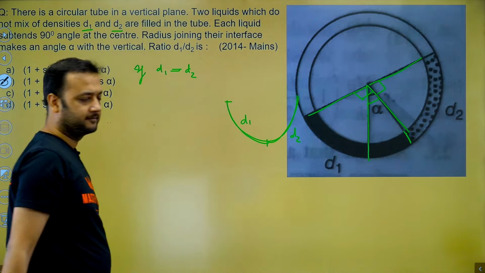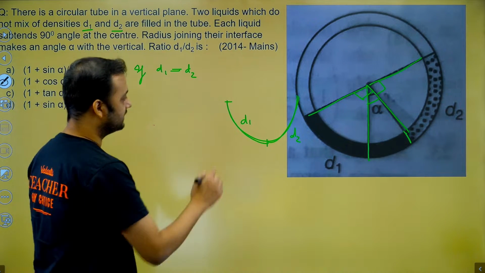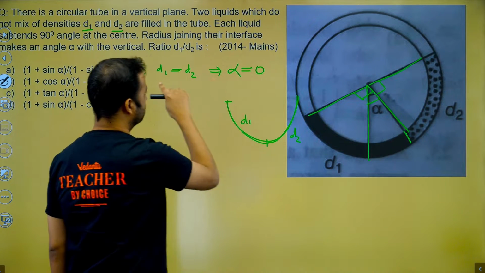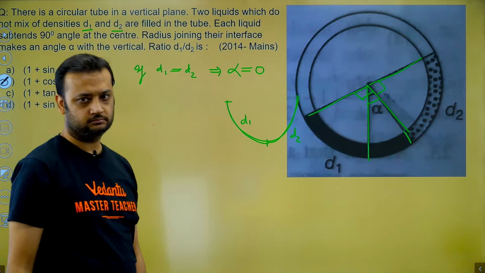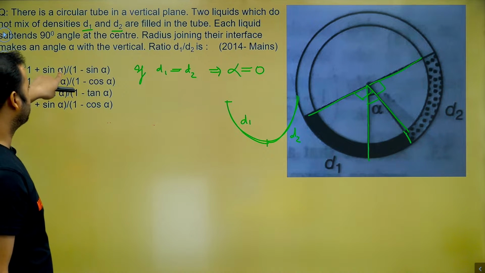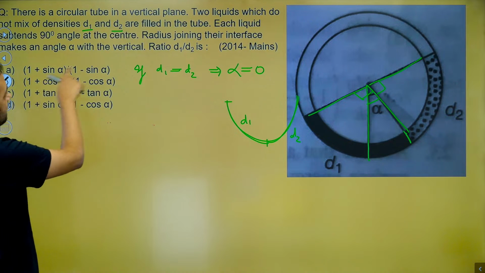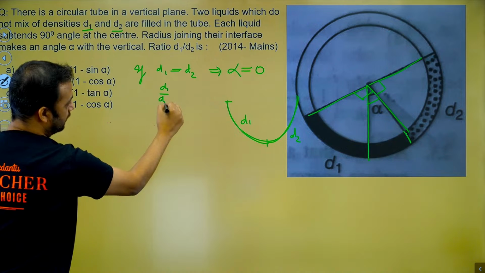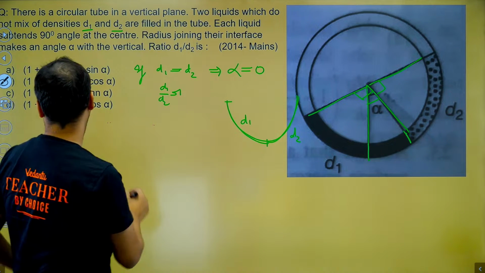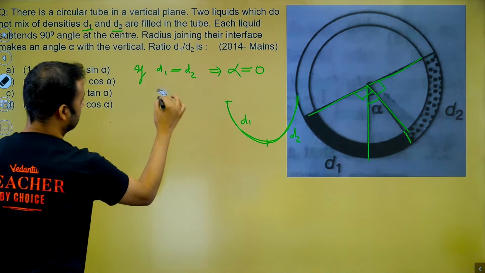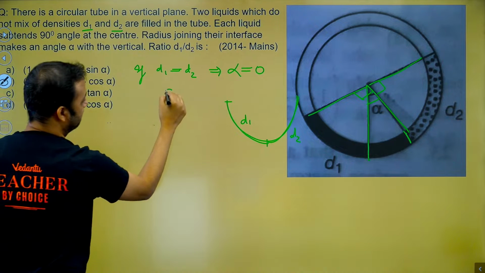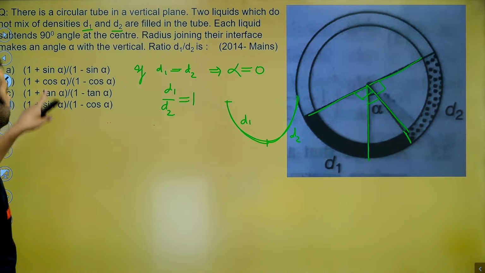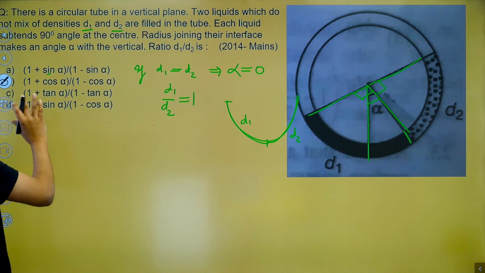Then what should be the value of alpha? In this case, alpha should come out to be 0. So if d1 equals d2, then alpha should have been 0, right? If you put alpha 0 here, then d1 by d2 is becoming 1. So option A seems possible if we put alpha equals 0. So option A is not rejected.